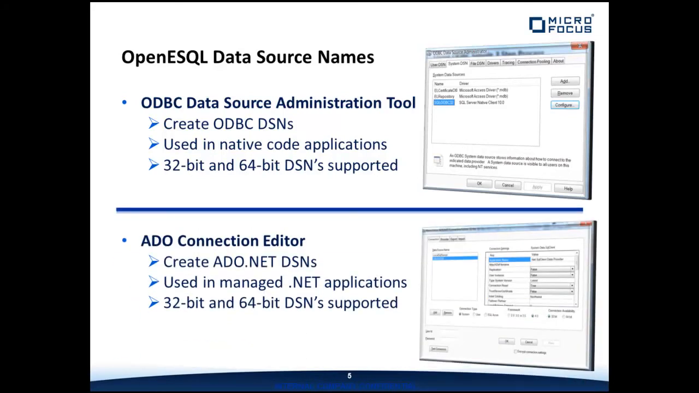If you are developing .NET Managed Code applications instead of native code, then you would use the ADO connection editor, which is supplied with Visual COBOL. These tools are covered in more detail in the presentations on using ODBC with Visual COBOL and using ADO with Visual COBOL respectively. An important note here is that you must be careful to ensure that you create 32-bit DSNs to be used in 32-bit applications and 64-bit DSNs to be used in 64-bit applications, as a 32-bit DSN will not work in a 64-bit application and vice versa. We'll take a look at each of these tools in a moment.